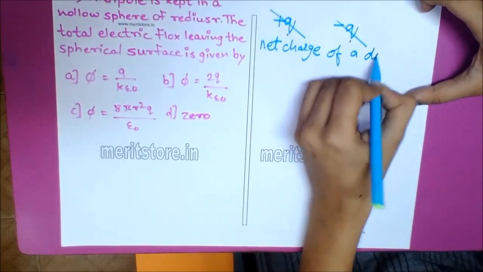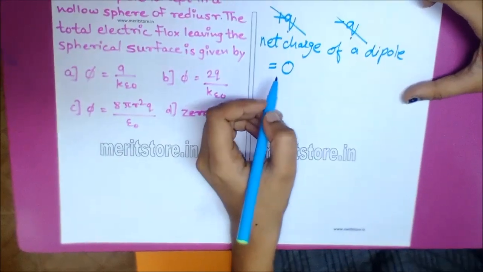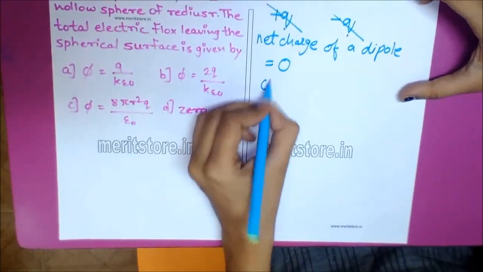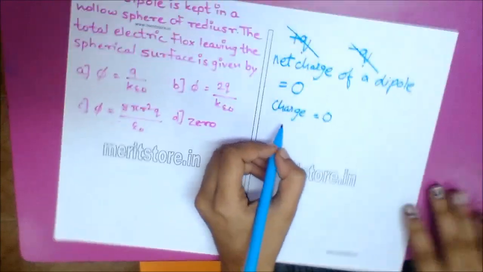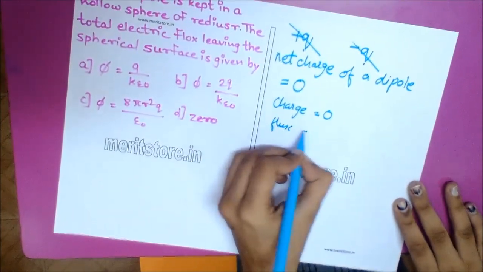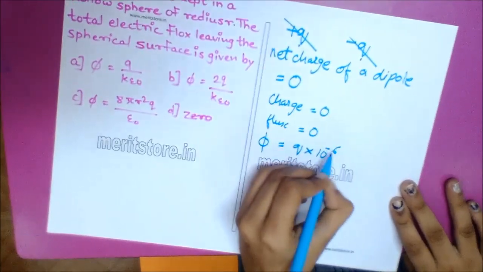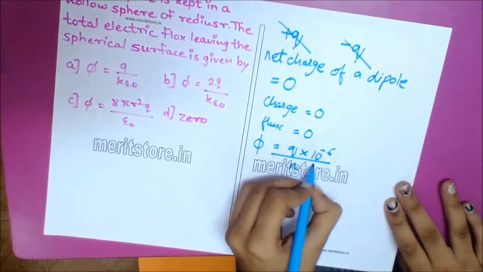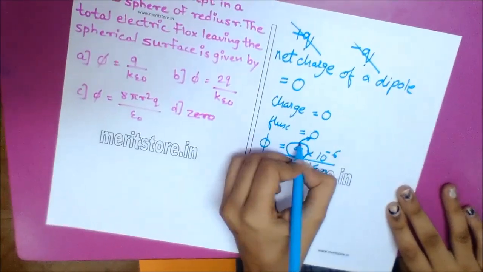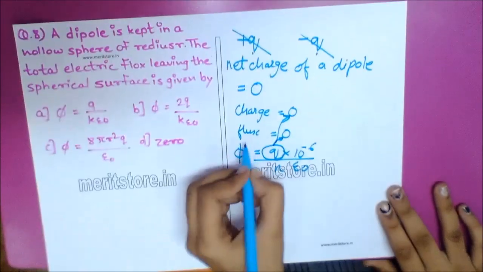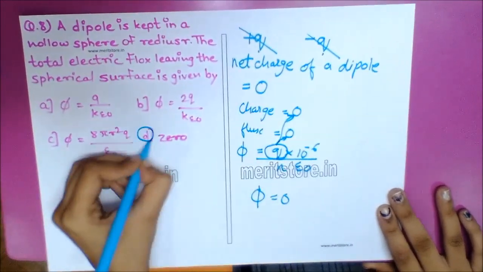Once they cancel out each other, my net charge of a dipole will be 0, and since my charge is 0, my flux will also be 0, because phi is Q into 10 raised to minus 6 upon N epsilon naught. If my Q is 0, then my entire flux will be 0. Hence phi will be 0. Option D is the correct option.